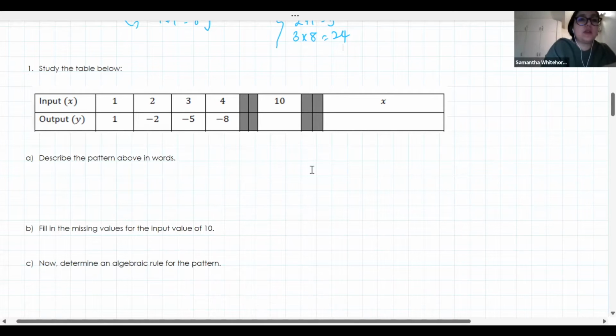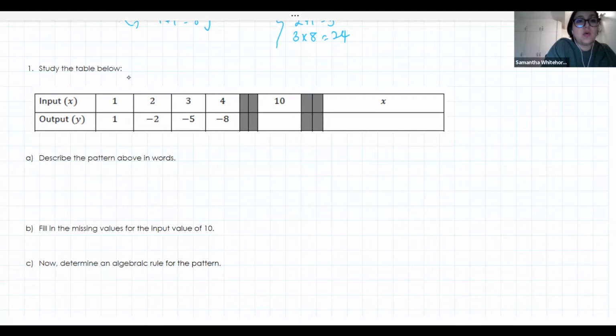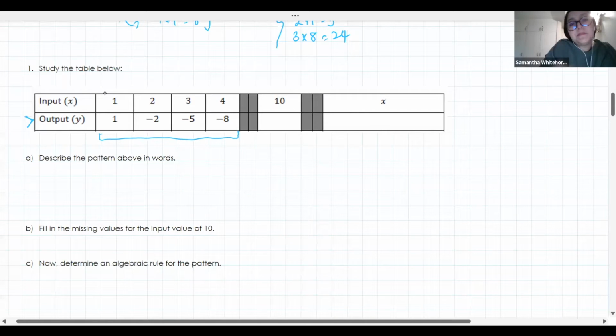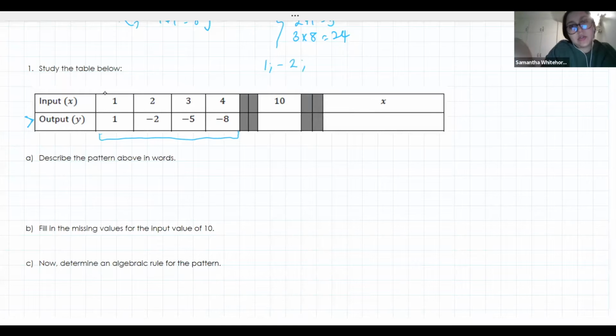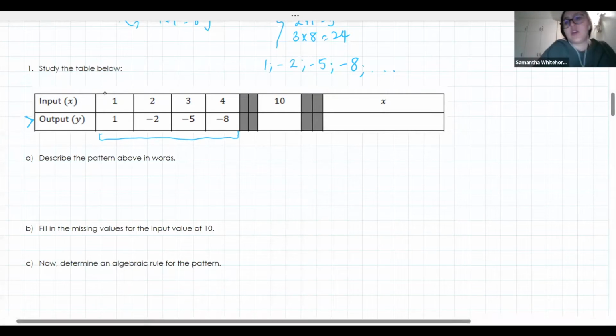Now remember, when you're wanting to work out a pattern, you are wanting to look at your output values. So you want to figure out what is the pattern between these numbers listed in your output. If you need to, you can always write it as a list: 1, -2, -5, -8. And you want to figure out what that pattern is. So I'm going to give you guys like 10 seconds.